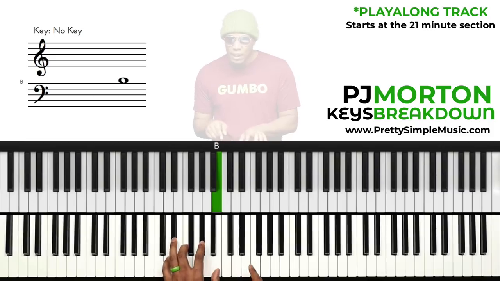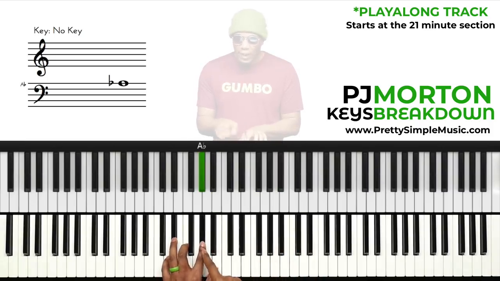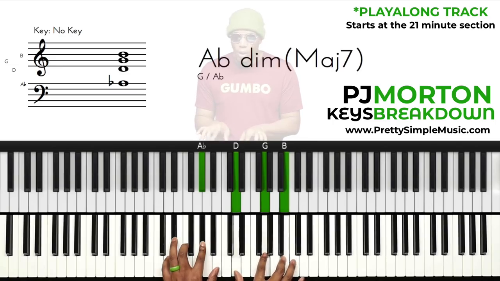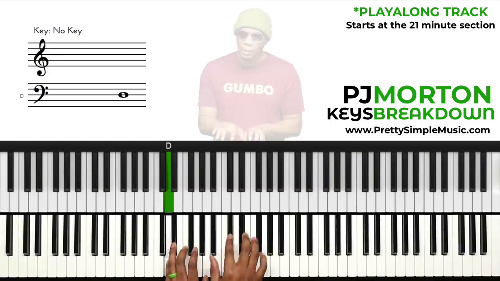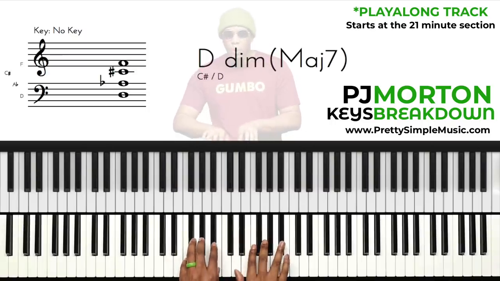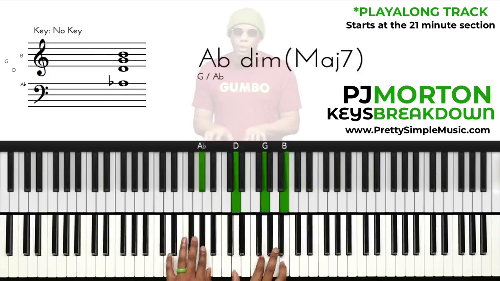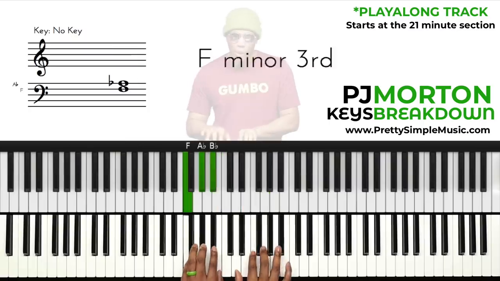So if this is B, half step below is B flat major. Here's the A flat, half step below there is a G major. Here's F, half step below there is an E major, and D, half step below there is a D flat or C sharp major. So let's do that weird chord. You see how I had to get there quick. There we go.